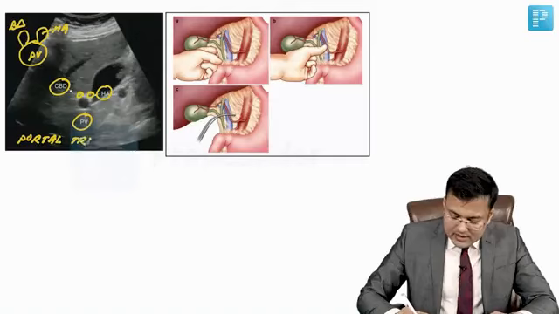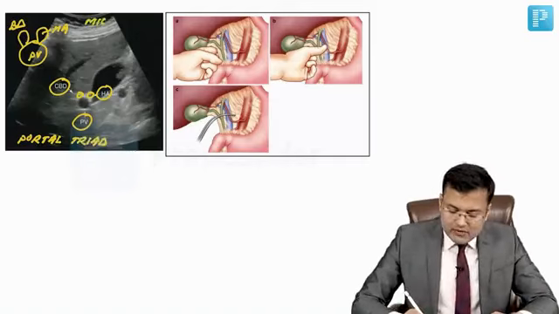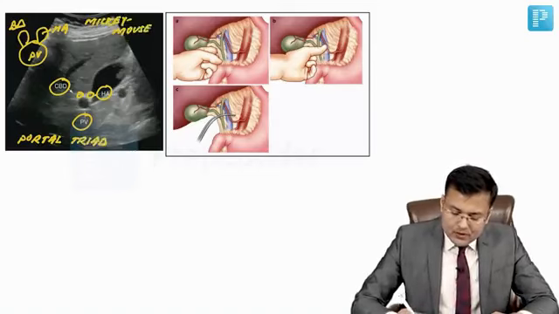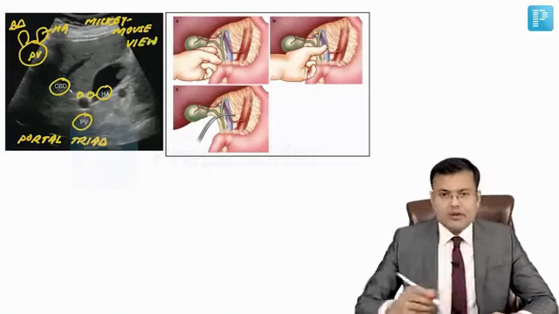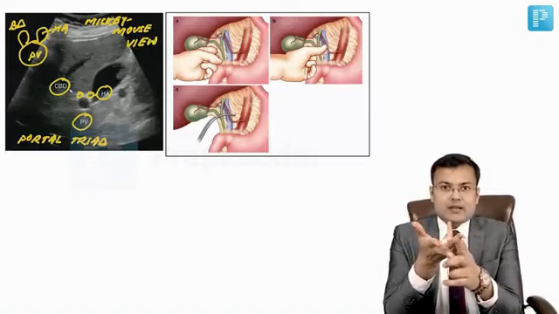Portal triad. On ultrasound, it is looking like Mickey Mouse. So what's the name of this view? This is known as Mickey Mouse view. Simple. So this is Mickey Mouse view. This is portal vein. This is bile duct. This is hepatic artery.